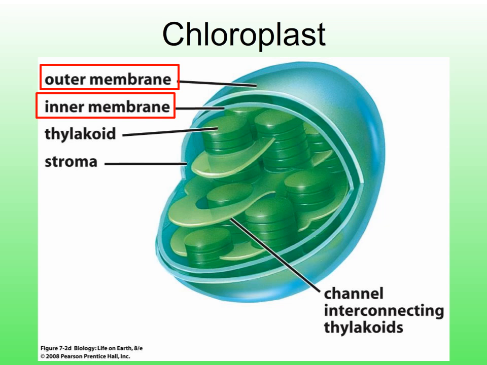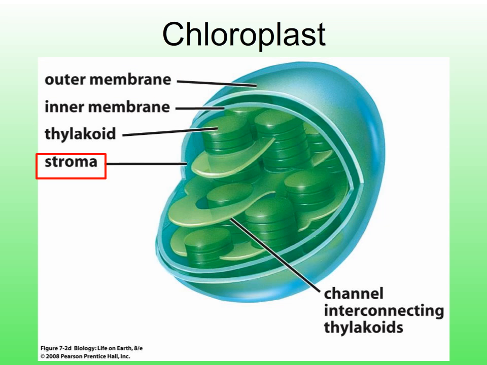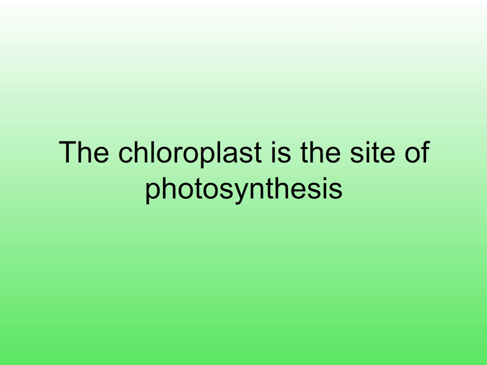The chloroplast is surrounded by a double membrane. The stroma is the space the inner membrane surrounds. Enzymes for the synthesis of carbohydrate molecules are in the stroma. Pigments necessary for the light-capturing reactions of photosynthesis are part of the thylakoid membranes. So the chloroplast is the site of photosynthetic reactions.